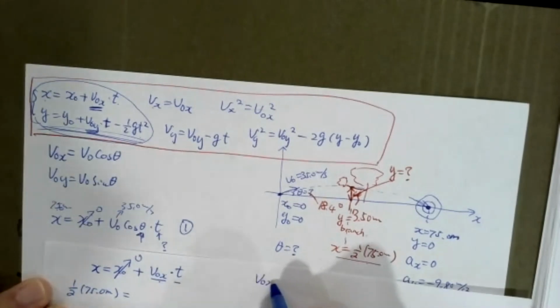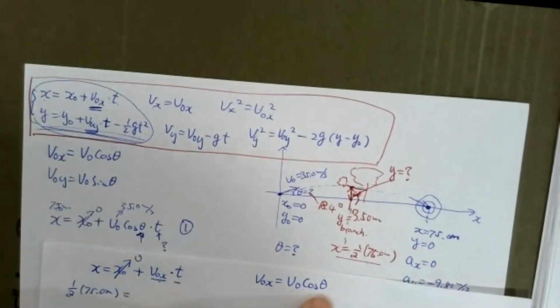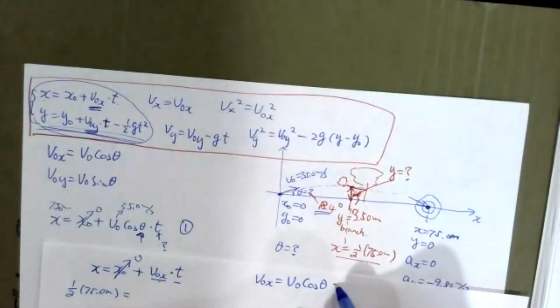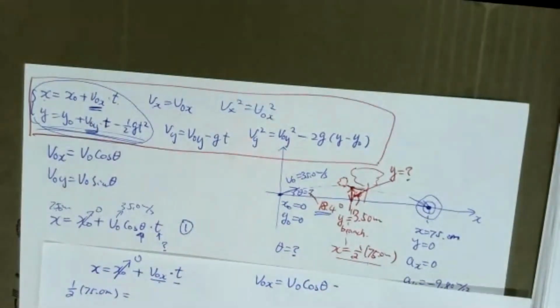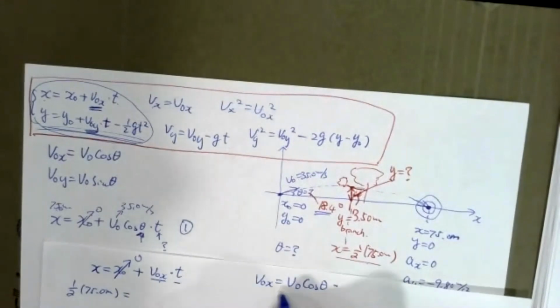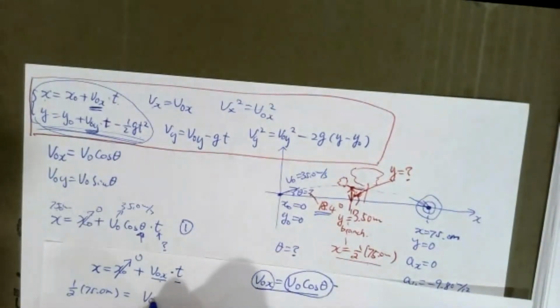So v0x should be equal to v0 cosine theta. Let's see if we have v0. Yes, that's given, 35. And do we have the theta here? We did figure this out in part A, so we will take that as our theta. You can plug in your numbers, but I'm just going to write v0 cosine theta in place of v0x, so this is equal to v0 cosine theta times t.